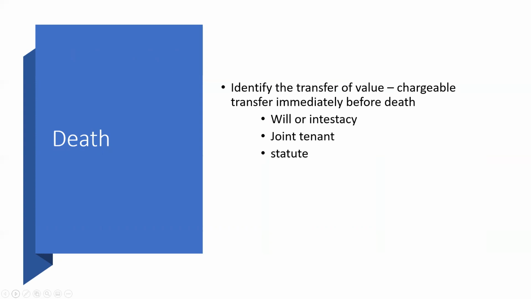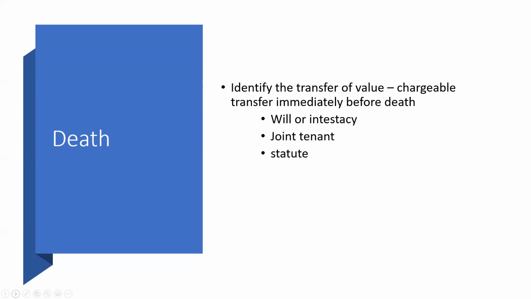So as I said, you've got to identify the transfer of value, and it's treated as though that individual made a transfer of basically all of their assets immediately before death. And you're looking at the assets that they were beneficially entitled to. So that includes everything that would have gone under their will or intestacy, because that's property that they own. But it also includes other properties.